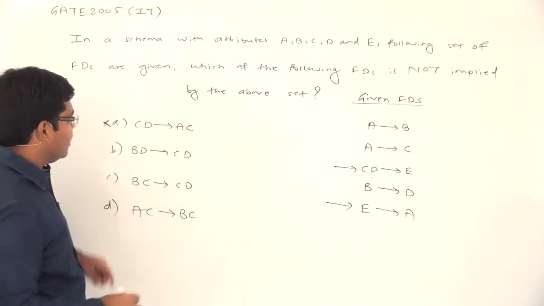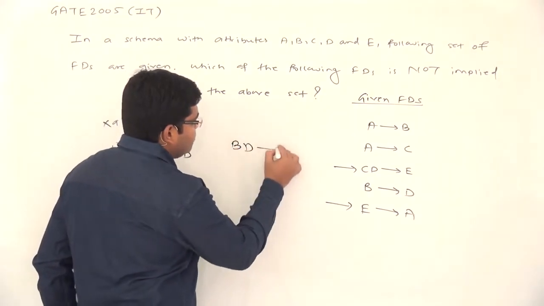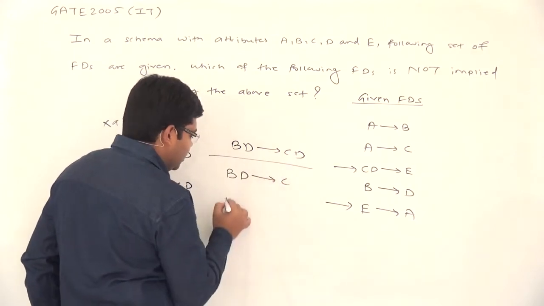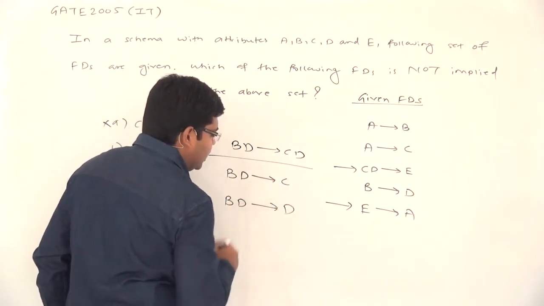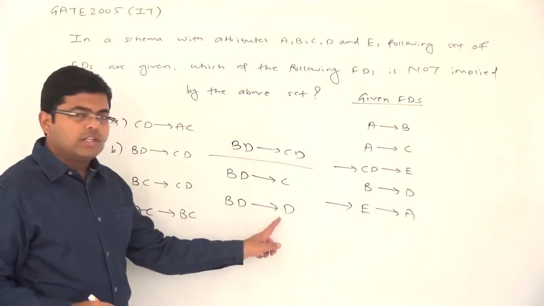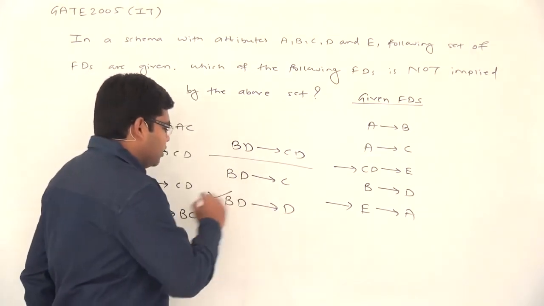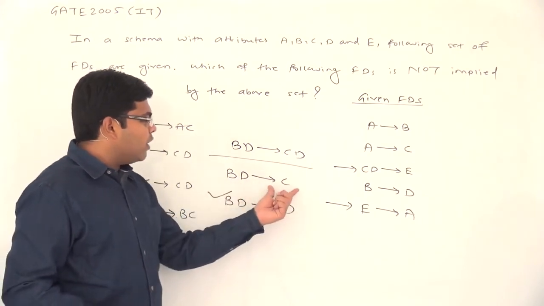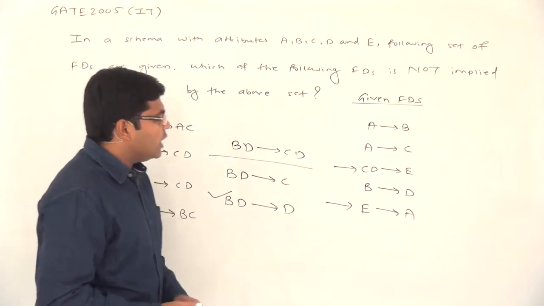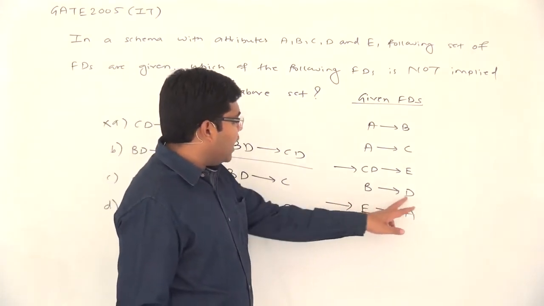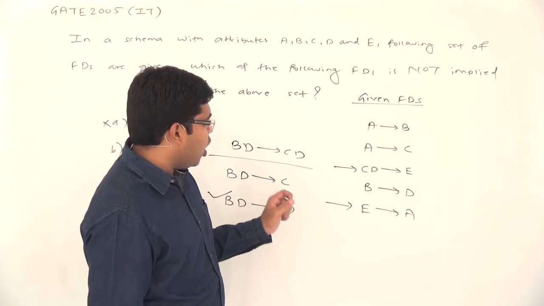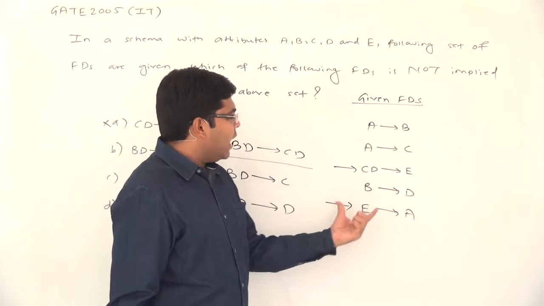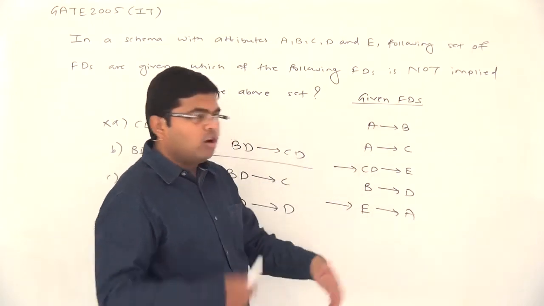Let us check the second FD, BD gives CD. Again we can decompose it into BD gives C and BD gives D. Now as before, BD gives D is reflexive, and therefore the FD will be directly valid. The right hand side is a subset of the left hand side. Let us check whether BD gives the value of C or not. Now you can see here that from B and D, the only attribute which can be obtained is D. Because from B you will get the value of D, and then both the attributes together, BD, will not give you any other value.